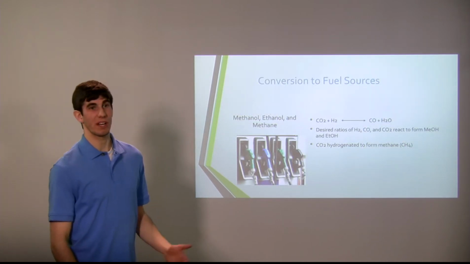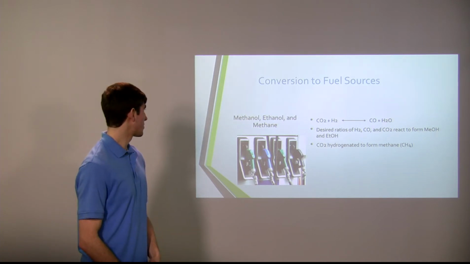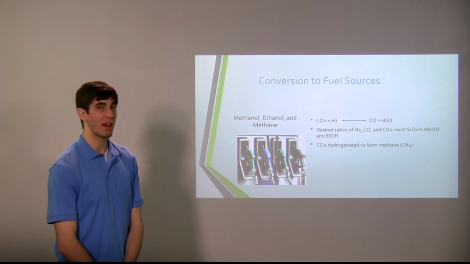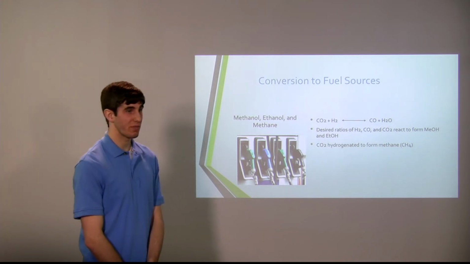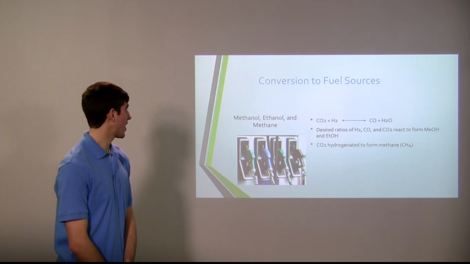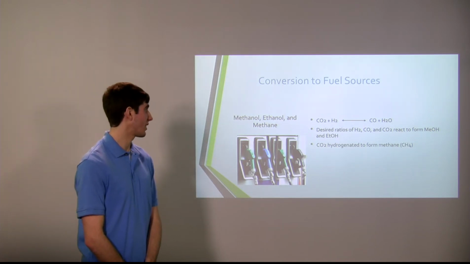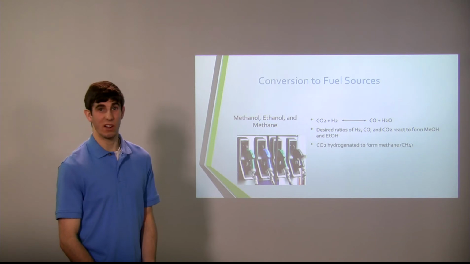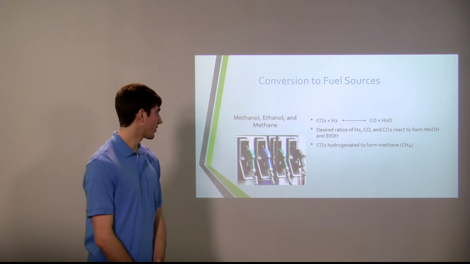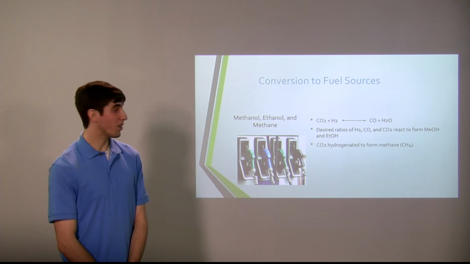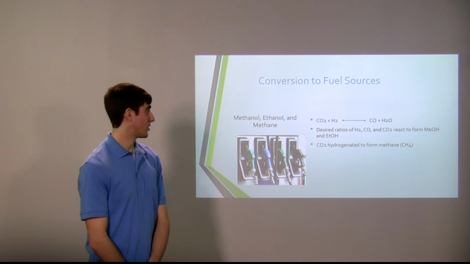In addition to the organic products, carbon dioxide can also be used to make fuel, specifically methanol, ethanol, and methane. First, the water-gas shift reaction is tweaked in a way to get desirable ratios of hydrogen, carbon monoxide, and carbon dioxide gas. These gases are in turn reacted to produce methanol and ethanol. Methane can also be produced from carbon dioxide gas when it's hydrogenated.